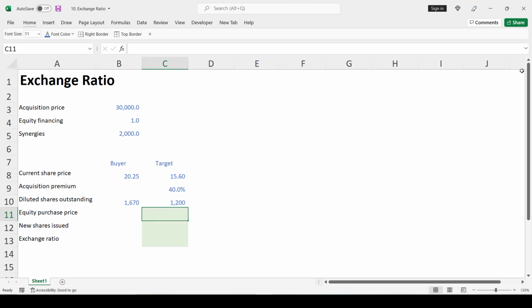Let's calculate an exchange ratio for the given example. We are given that acquisition price is $30,000, equity financing is basically 100%, and synergies is $2,000. We are given current share price for buyer and target, acquisition premium of 40%, and diluted shares outstanding for buyer and target. So my equity purchase price will be my current share price multiplied by 1 plus my acquisition premium, and multiplied by diluted shares outstanding.